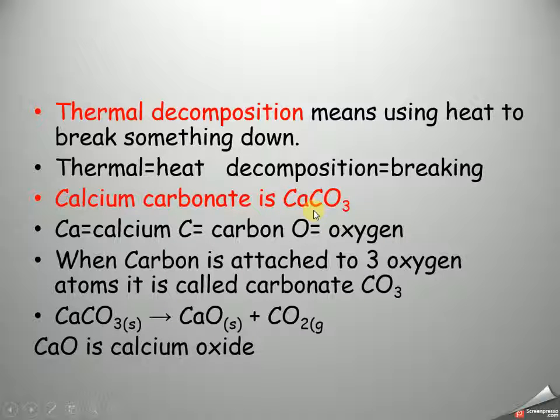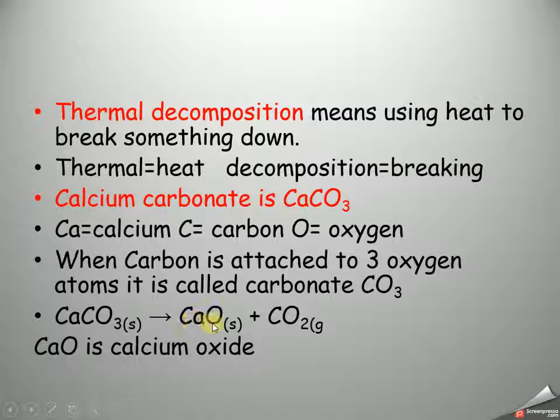3, 4, 5 atoms. Now, when you heat it up, the calcium carbonate is broken down into calcium oxide and carbon dioxide. Guys, you have to know this formula over here. This is calcium carbonate. This is calcium oxide, where it gets broken down into, and carbon dioxide.